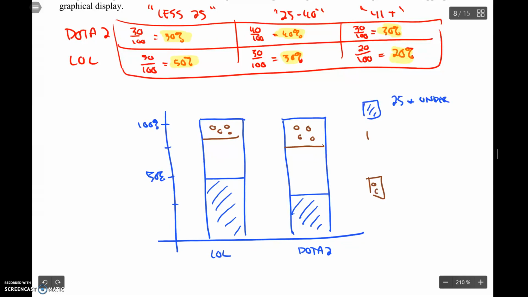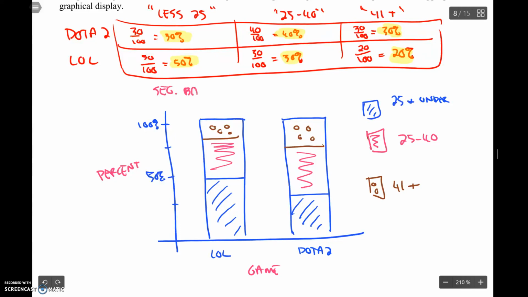This would be the old timers, 41 plus. And then in the middle we have our middle-aged, 25 to 40. Label, game, percent, title: segmented bar graph of... I don't want to put down the title, I'm wasting time. So as you can see, the percentages seemed to be different.